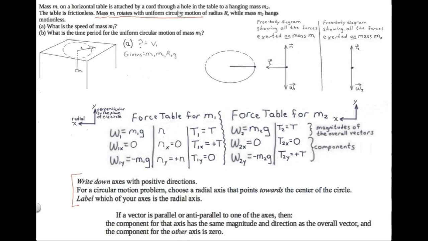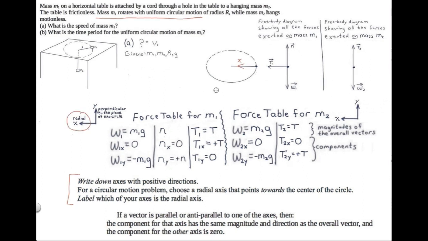Mass m1 is moving in a circle. For circular motion, you should choose a radial axis that points towards the center of the circle. We're assuming that object 1 is currently located at the far right of the horizontal circle, as we've shown by this dot. So we choose a radial axis that points to the left. In this case, the radial axis will be the x-axis. Notice that for determining the direction of the radial axis, this sketch that we drew for ourselves turned out to be more useful than this sketch that we were given in the problem.